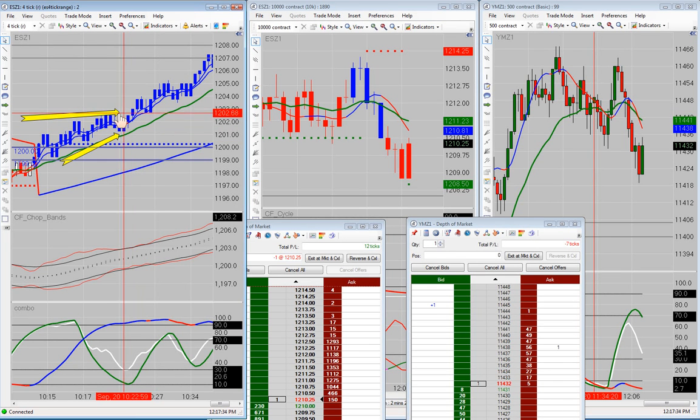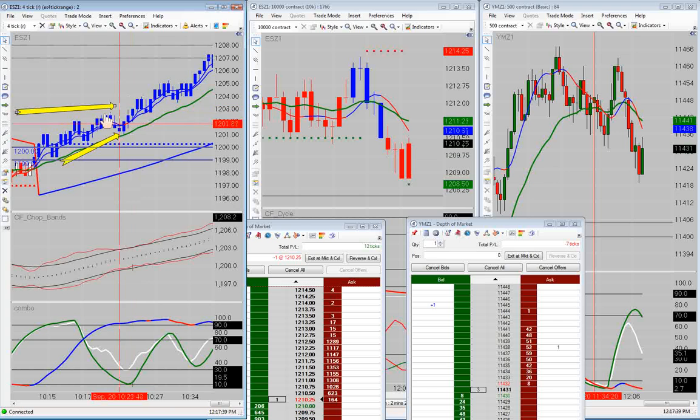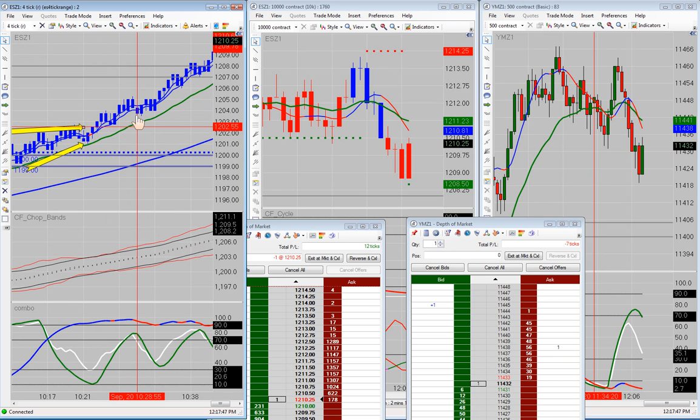Once price got up here to this double top right here, which happened to be the high of the day at the time, I moved my stop up to plus 1 point. And it came and took me out at plus 1 point. So I got 1 point out of that one and 2 points out of the first one. And that is what gave us the 12 ticks that we had there.